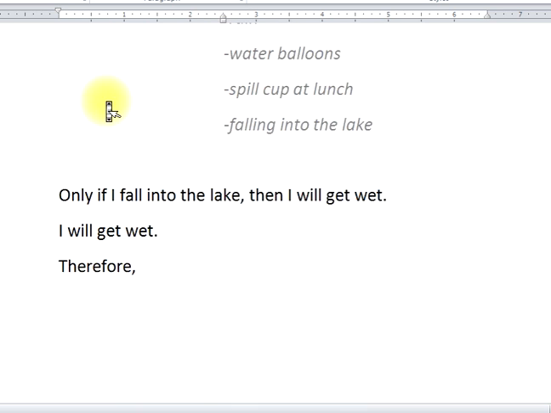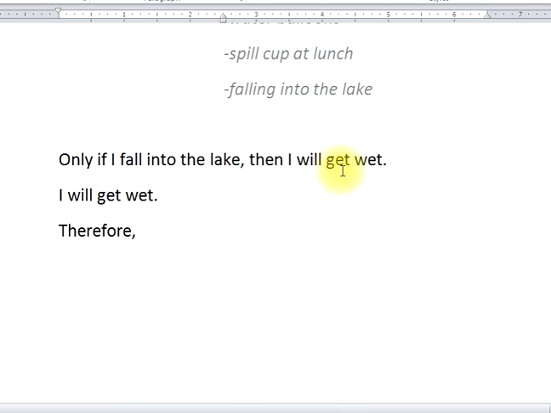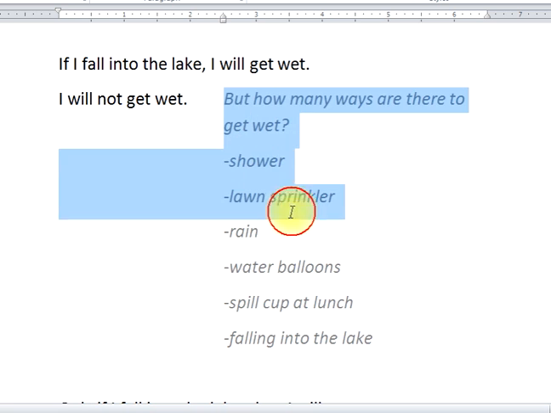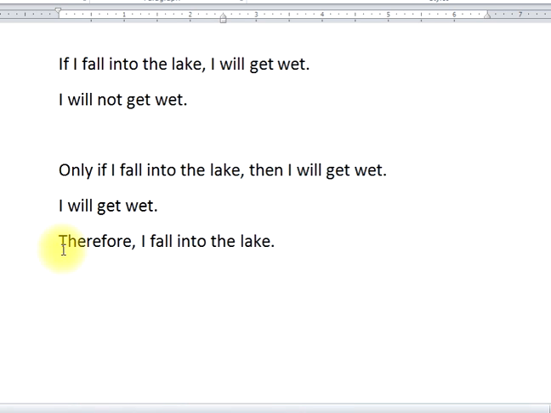Now, what about these weird ones? What about this? Only if I fall into the lake, then I will get wet. I will get wet. Therefore, you know what? Now I can say I fall into the lake. You know why? Because there's an only here. And the only means, are there any other ways to get wet? No. There are no other ways to get wet. Because there's an only. So if I do get wet, it has to be that I fell into the lake, because that's the only way. So this is called exclusive, all right? This is the exclusive quantifier, only.